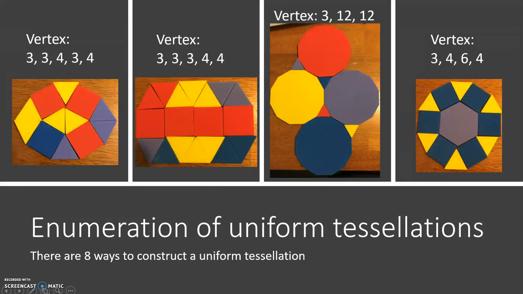All right, I also did the enumeration for the uniform tessellations as well. Okay, so there's 8 ways to construct a uniform or a semi-regular tessellation. And so there's 4 on this slide and then 4 on the next. So with this first one, you can pick any of those vertices, and you see that it follows this 3, 3, 4, 3, 4 pattern.